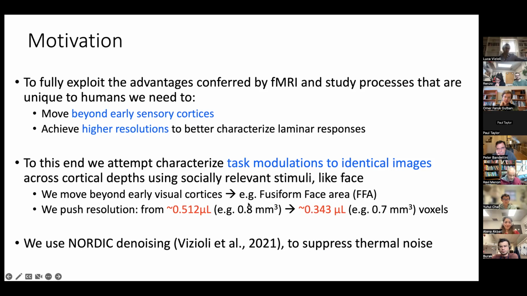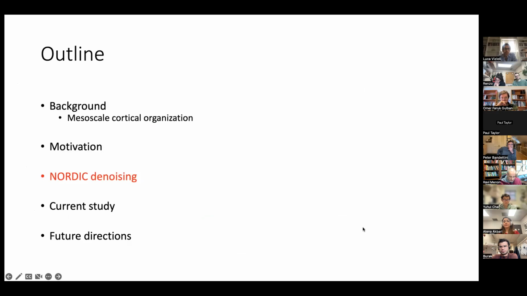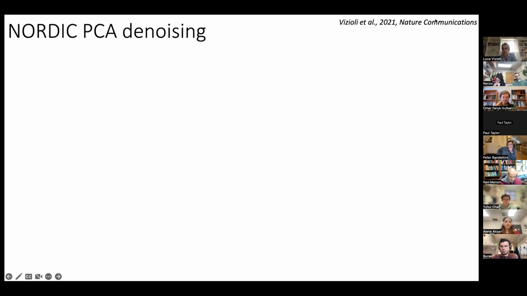So as I said, we're moving away from early visual cortices, imaging areas that are traditionally difficult to image. We're increasing our field of view, we're increasing our resolution, and therefore we're going to be faced with large amounts of noise, especially thermal noise. And so to deal with this, we use NORDIC denoising, which is a denoising algorithm that we recently developed to suppress thermal noise. Most of you are familiar with NORDIC, and all the work is published, so I'll just give a very brief outlook on this.